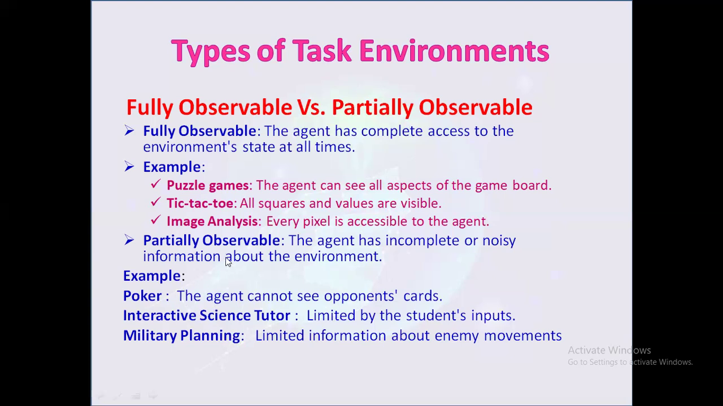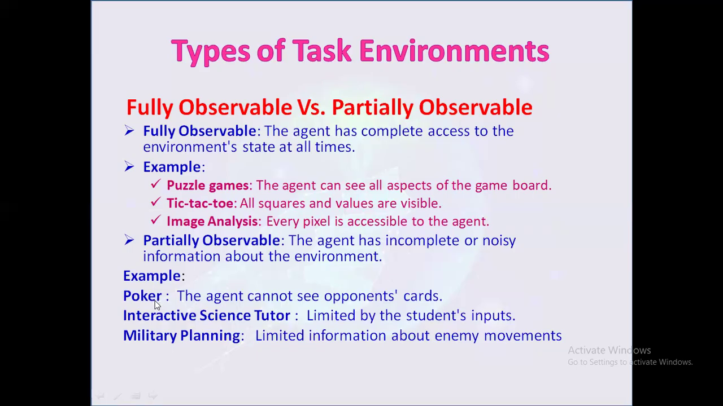And the next type is the partially observable environment. In a partially observable environment, the agent has incomplete or noisy information about the environment. This means the agent must make decisions based on limited data, often requiring it to infer missing information or predict unknown elements. Handling uncertainty and making decisions with incomplete knowledge is a core challenge in partially observable environments.